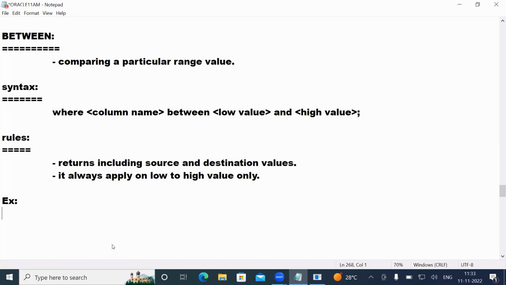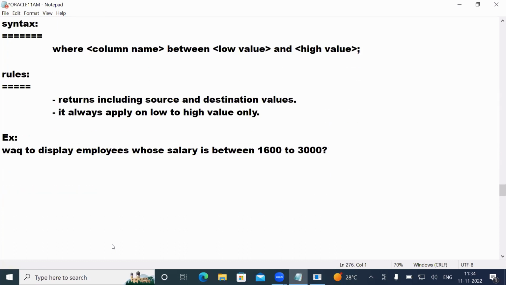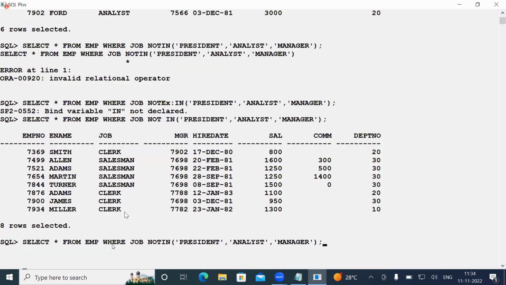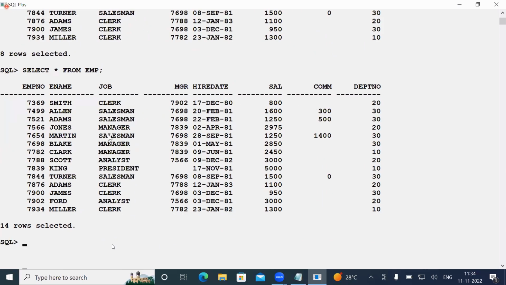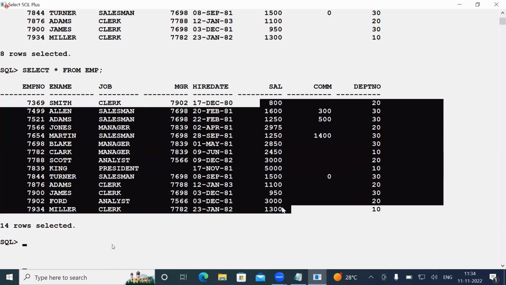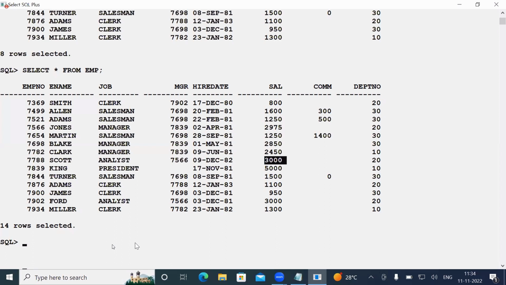Now you can see, with an example you will get some idea. Write a query to display employees whose salary is between 1600 to 3000. Whenever we give 1600 to 3000, the source value and destination value are also considered. Now come back to my table. In this table, can you see the salary column with some salaries? 1600 is there and 3000 is also there. So let me write my query.